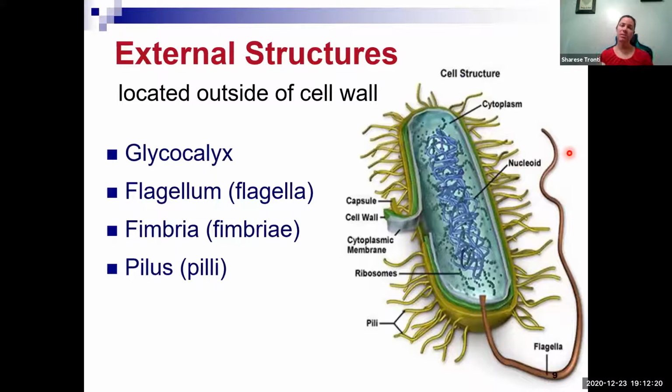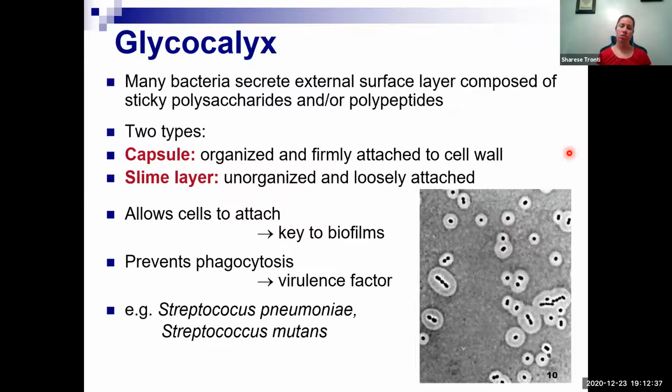All right, let's look at some of these external structures. These are going to be structures that are outside of the cell wall, and they include the glycocalyx, flagellum, fimbriae, and pili. Let's go through those. Starting with the glycocalyx, this is a secreted external surface layer that's composed of either sticky polysaccharides or polypeptides. And there are 2 main types.